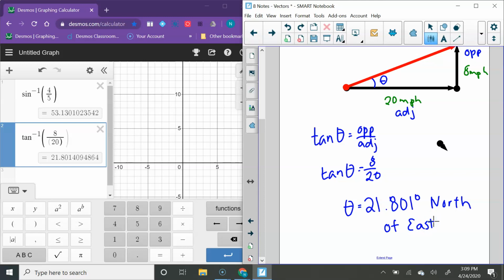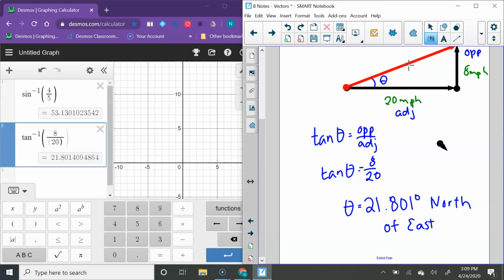Now, sometimes this can be a little bit confusing. Whatever direction you're going of, that is the main direction right here. So if you look at that angle, it actually touches east right there. So since it actually touches east, that's the one that's going to go second. And then you're going from east, you're going up to the north, 21.801 degrees.